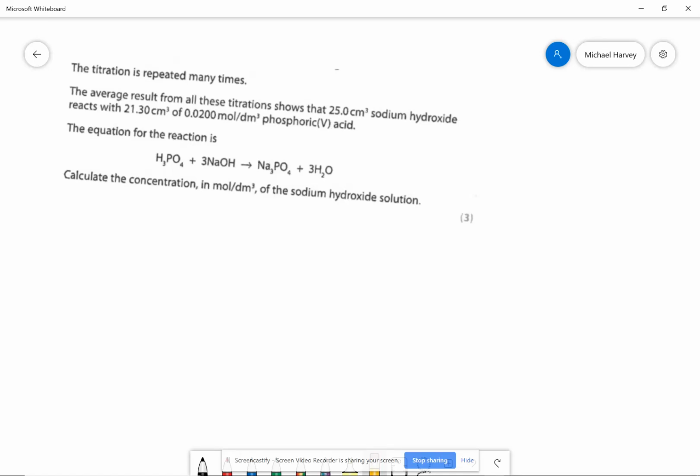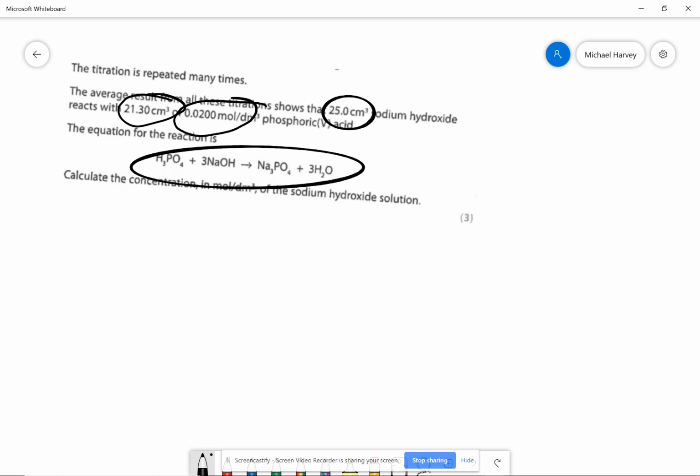So many of you had difficulties with the titration question, where a titration was repeated many times. The average result from the titration was 25 centimeters cubed. These are important numbers of sodium hydroxide, and it reacted with 21.3 centimeters cubed of 0.02 moles per decimeter cubed of phosphoric acid. The reaction equation was given as phosphoric acid plus 3 sodium hydroxide gives sodium phosphate plus 3 water.